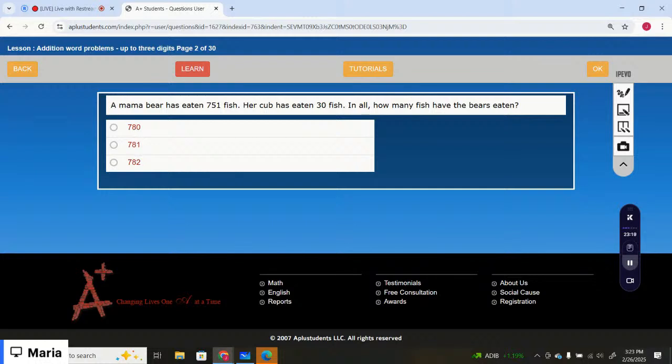A mama bear has eaten 751 fish. Her cub has eaten 30 fish. In all, how many fish have the bears eaten?